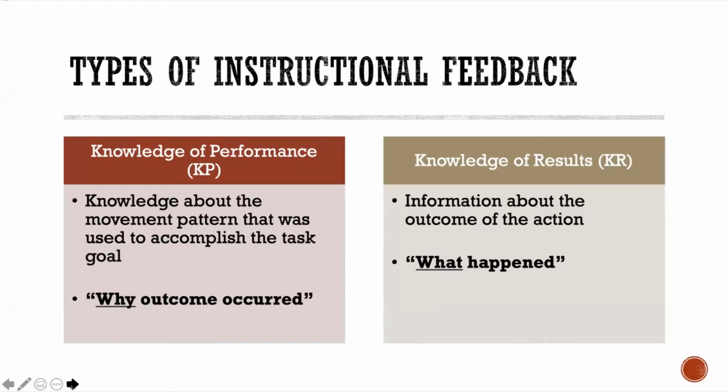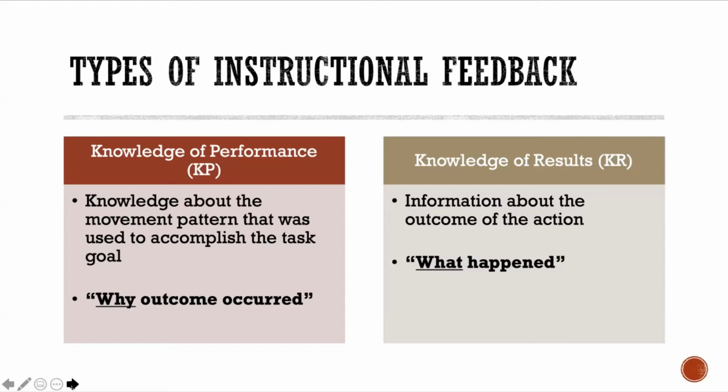So let's use an example of someone shooting a free throw. Knowledge of performance, you're talking about a movement pattern. So maybe your elbows were too wide, right? Too far out from your body. That is why your free throw shot did not go in.